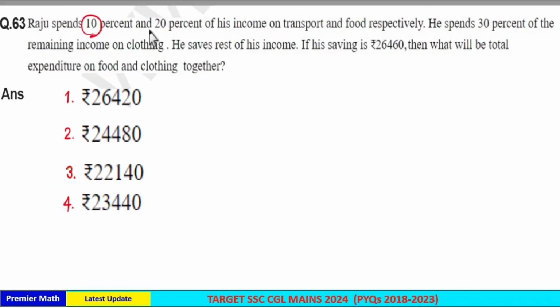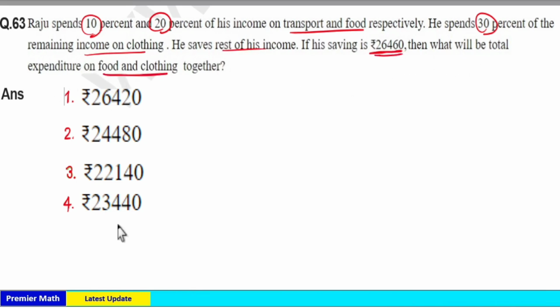Raju spent 10% and 20% of his income on transport and food respectively. He spent 30% of the remaining income on clothing. He saves the rest of his income. If his savings is 26,460, then what will be the total expenditure on food and clothing together?